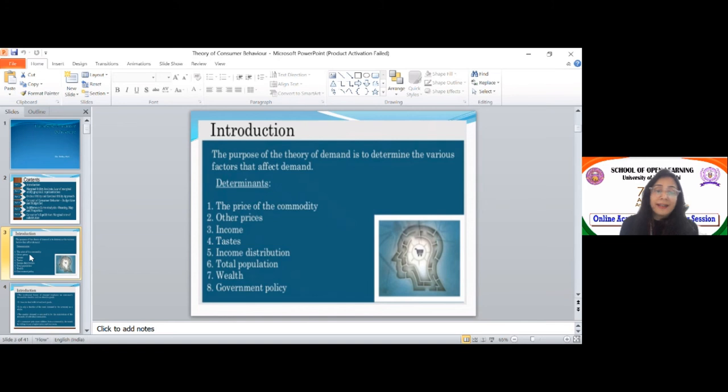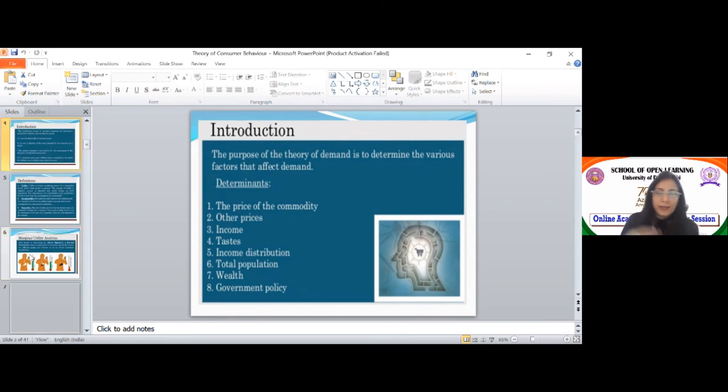Total population, obviously when the population is increasing, the demand will be increasing. Wealth and government policy are also different factors which determine individual demand. You have to understand consumer behavior yourself, and you can just correlate it with yourself.